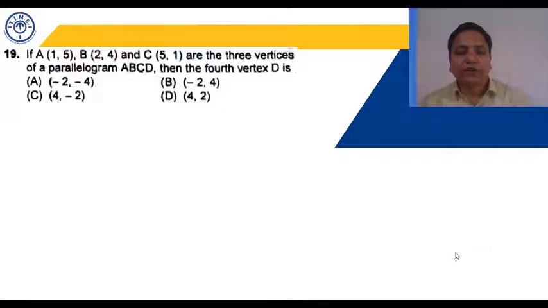If A(1,5), B(2,4) and C(5,1) are the three vertices of a parallelogram ABCD, then the fourth vertex D is? Now, three vertices are given. We need to find the fourth vertex. You just read now that diagonals bisect each other. They meet at the midpoint.